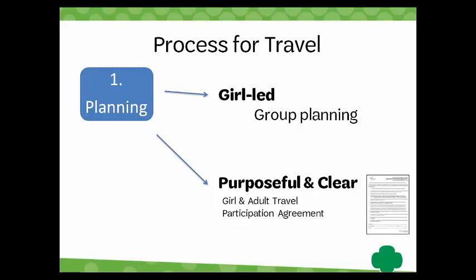There is something available that is recommended. This is not required, but there's something called a Girl and Adult Travel Participation Agreement. It's a form that we have available online, or you can make your own for your own troop, and it's a way to set clear expectations and guidelines for the trip. On one side, there's one for girls and there's one for adults. And like I said, you can edit it as you see fit for that trip. It's a very good way to make sure everything's clear, everything's laid on the table, and they've signed off on it. So we have their buy-in.